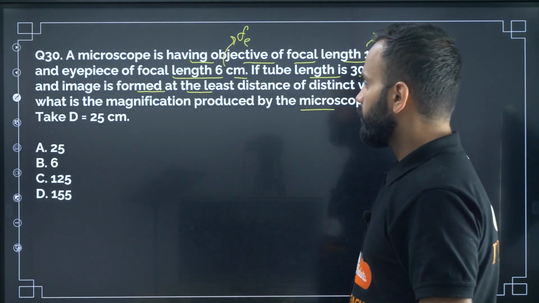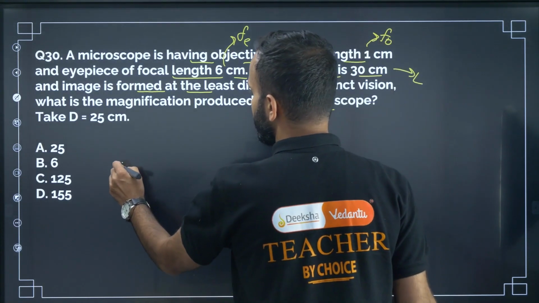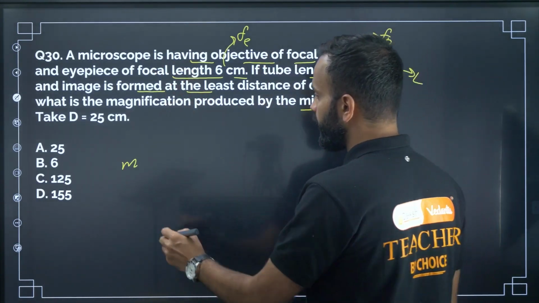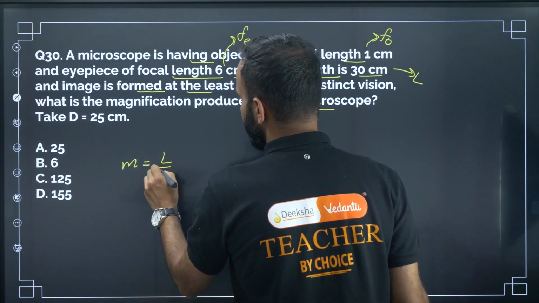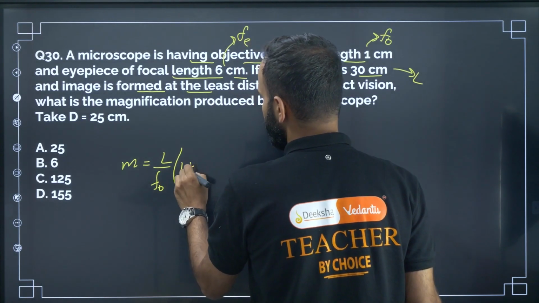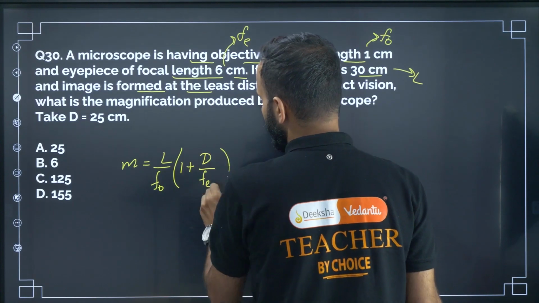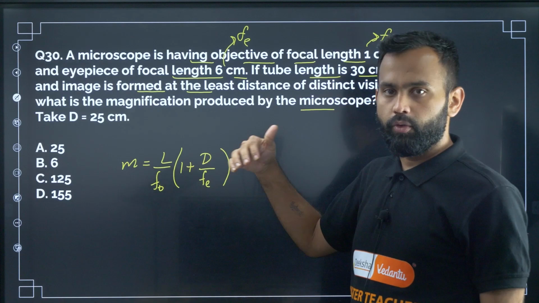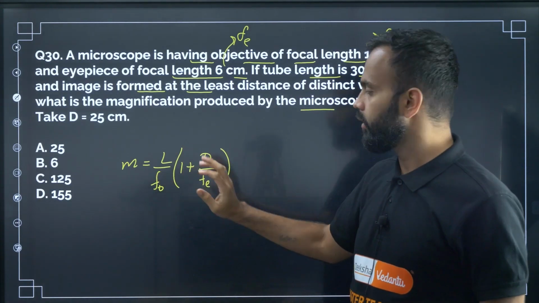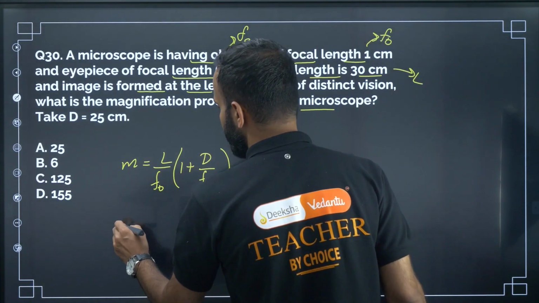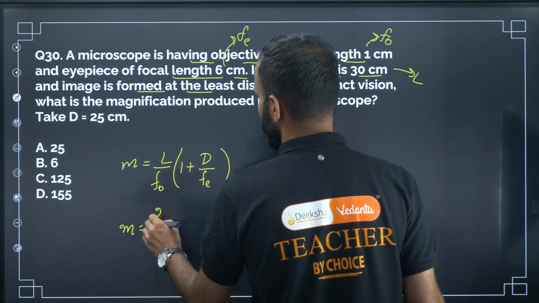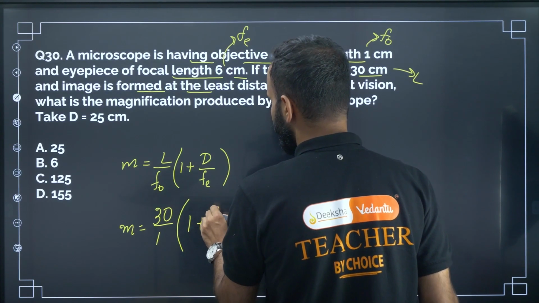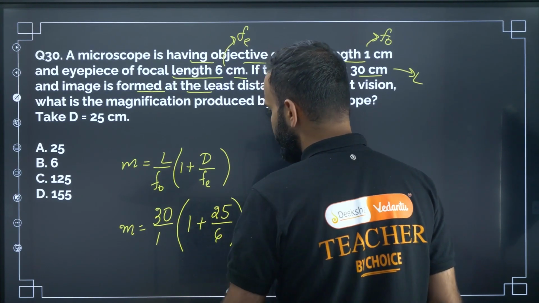Okay, so everybody should remember this formula. So the magnification of the microscope, remember this is microscope, not simple microscope. M equal to L divided by FO into 1 plus D divided by FE. Remember this formula. If you want to know how we got this formula, go through NCERT, the derivation is given there. So the magnification M is equal to L is 30 centimeter divided by FO 1 centimeter into 1 plus D is 25 centimeter, FE is 6 centimeter.